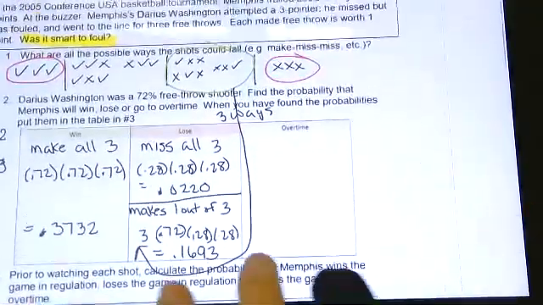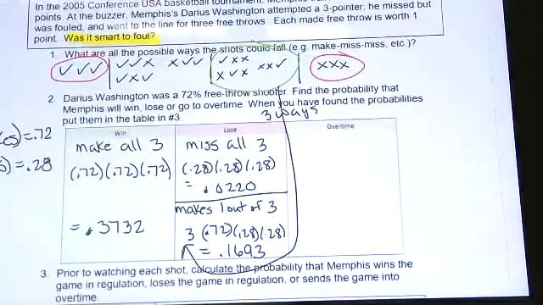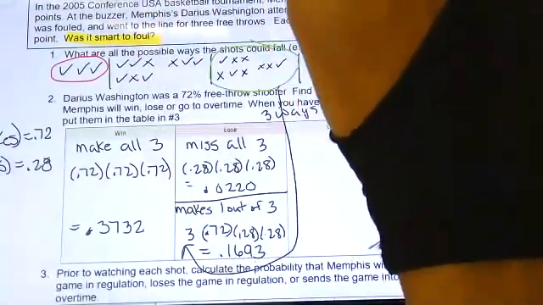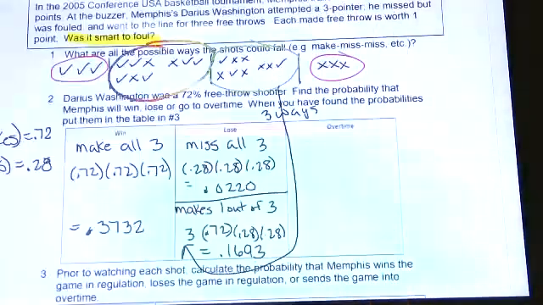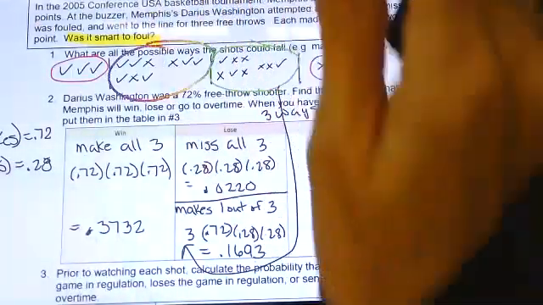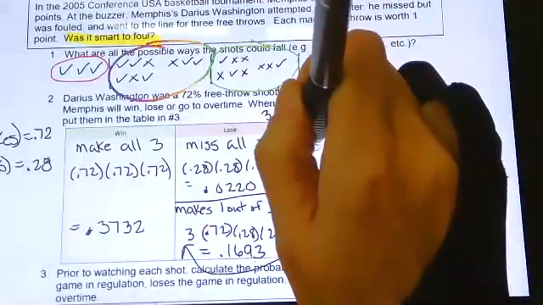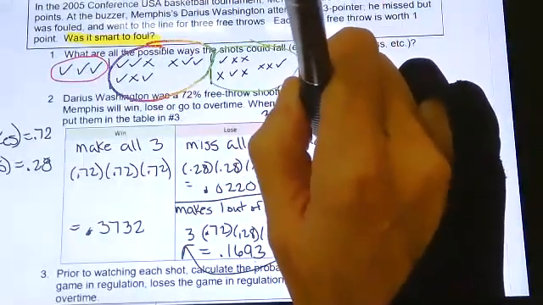Okay, the third possibility is he ties up the game and it goes to overtime. Okay, he can tie up the game by making 2 shots out of 3. So all of these over here would represent he is successful enough to tie the game and it goes to overtime. So he could make the game go to overtime if he makes 2 out of 3.